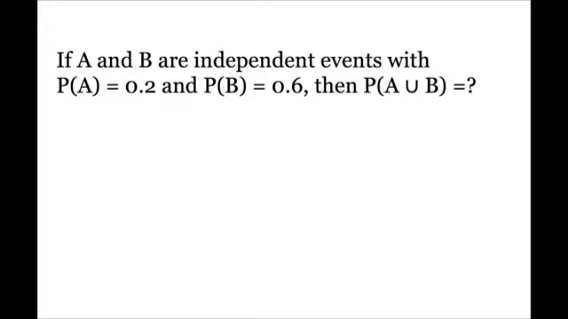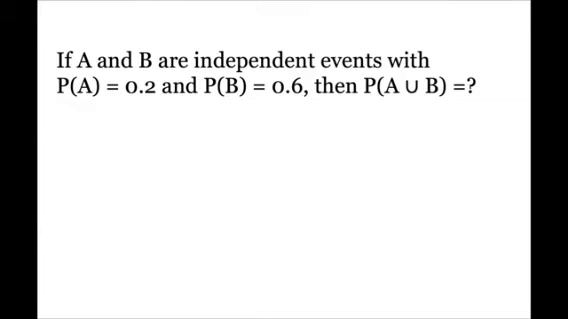Let's work on this interesting question. The question states, if A and B are independent events with probability of A equal to 0.2 and probability of B equal to 0.6, then what is the probability of A or B occurring?